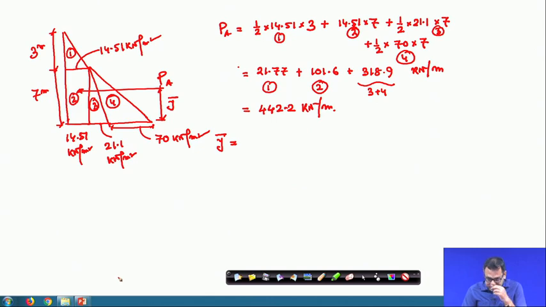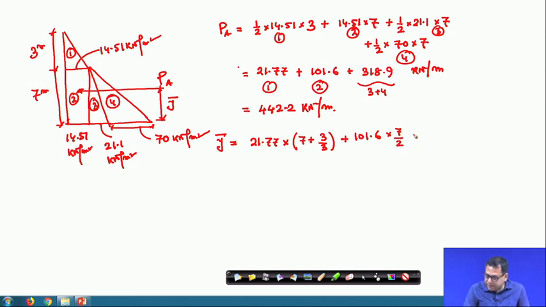First, the y bar for the first case: your force is 21.77. The lever arm I am calculating from the base. The lever arm will be 7 plus 3 divided by 3, because it acts 1/3 from the base, as it is a triangle. The second one, the force is 101.6 and it is a rectangle, so it will act at the middle, so it will be 7 divided by 2.